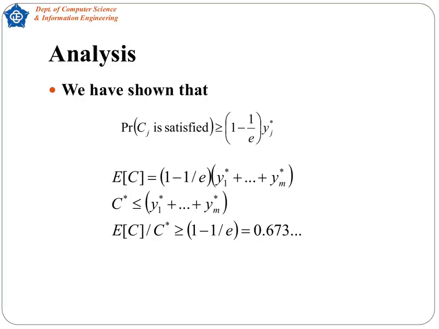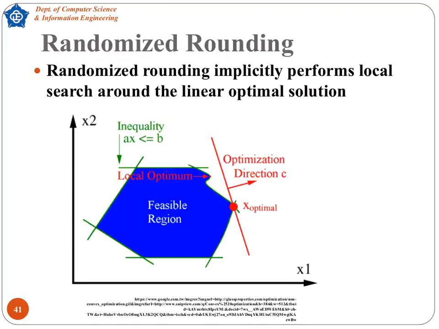our 0.632 approximation guarantee. Building on our approximation guarantee, let's visualize the linear program in 2 dimensions. On screen, the horizontal axis represents x1, the vertical axis x2, and the blue polygon marks the feasible region defined by constraints like a·x ≤ b, shown in green. The red dot on the boundary is the exact LP optimum, x optimal, and the tilted red line with an arrow shows the objective direction.